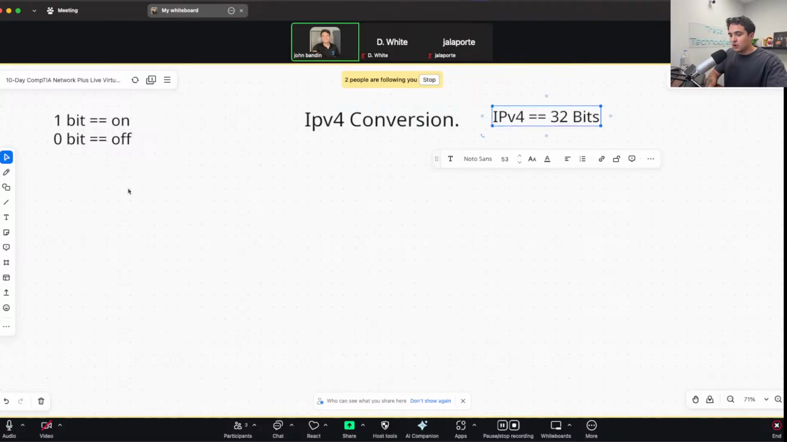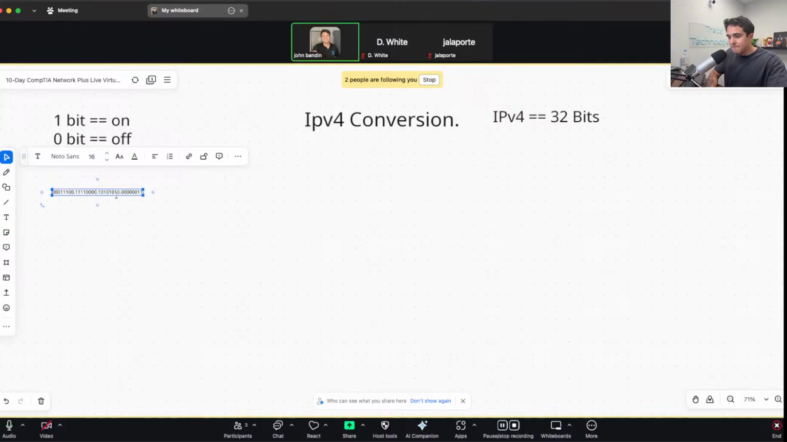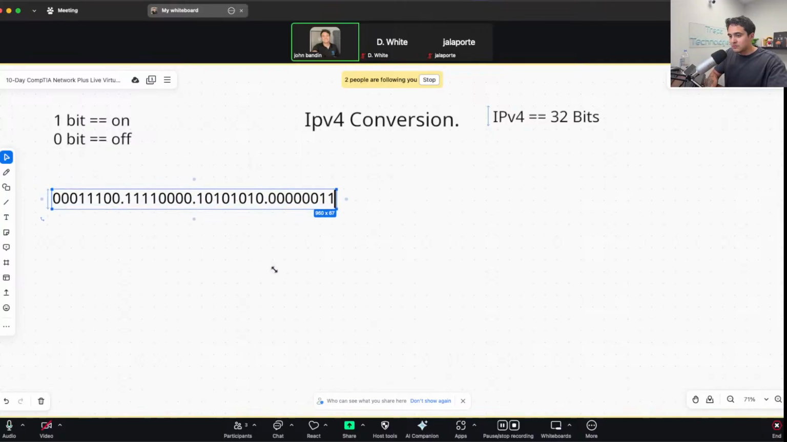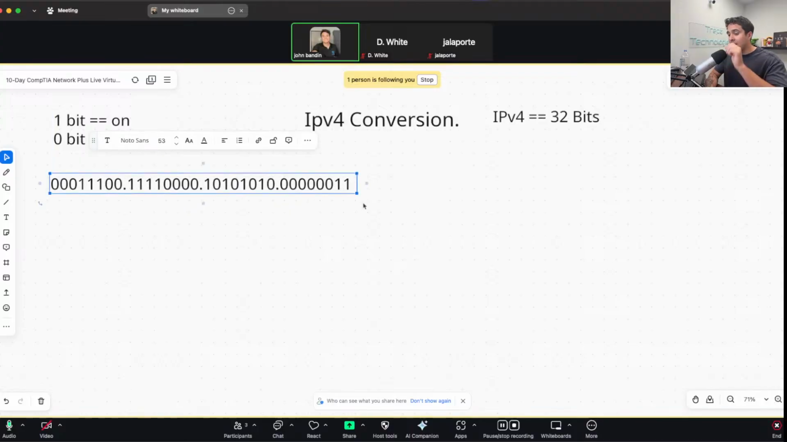So if I want to convert this binary, let's write it out. 00011100.11110000.10101010.00000011. I know it's a lot. Did I do too many there? How do we do this? We're going to have to calculate all the on bits under what I call a binary conversion chart. So that binary conversion chart is going to look like this.